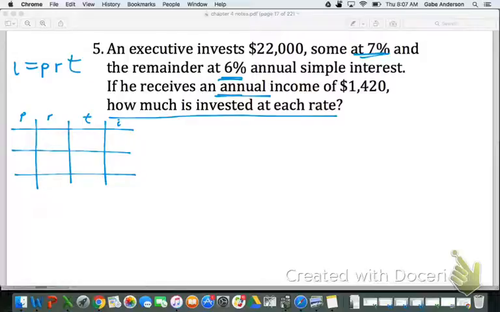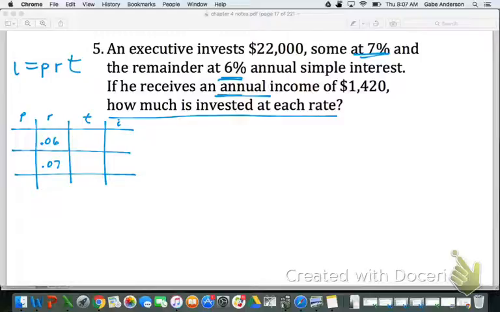William, what are some of the things you see that we could just immediately bring out of the question and put into our little organizer? What do you think? Do I know the principal? Do I know the rates? Do I know the times? Yeah, the rates are 6 or 7. Sure. So I'm going to write one of my rates in there as 0.06 and 0.07.